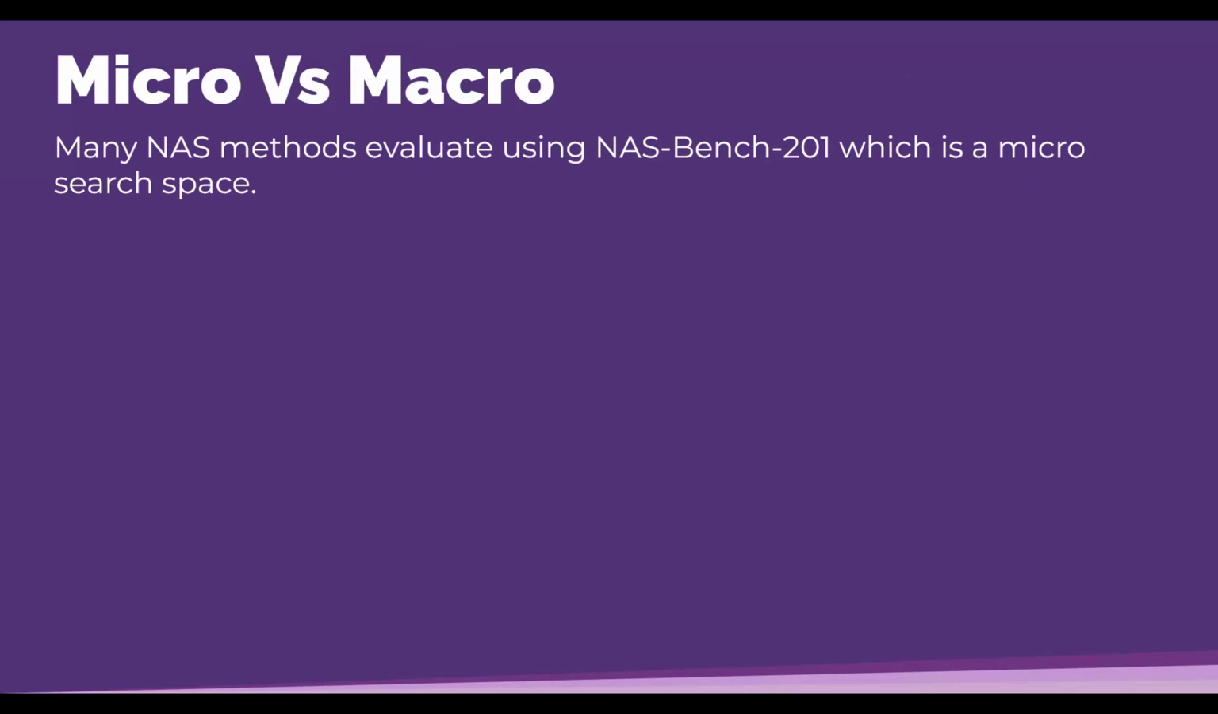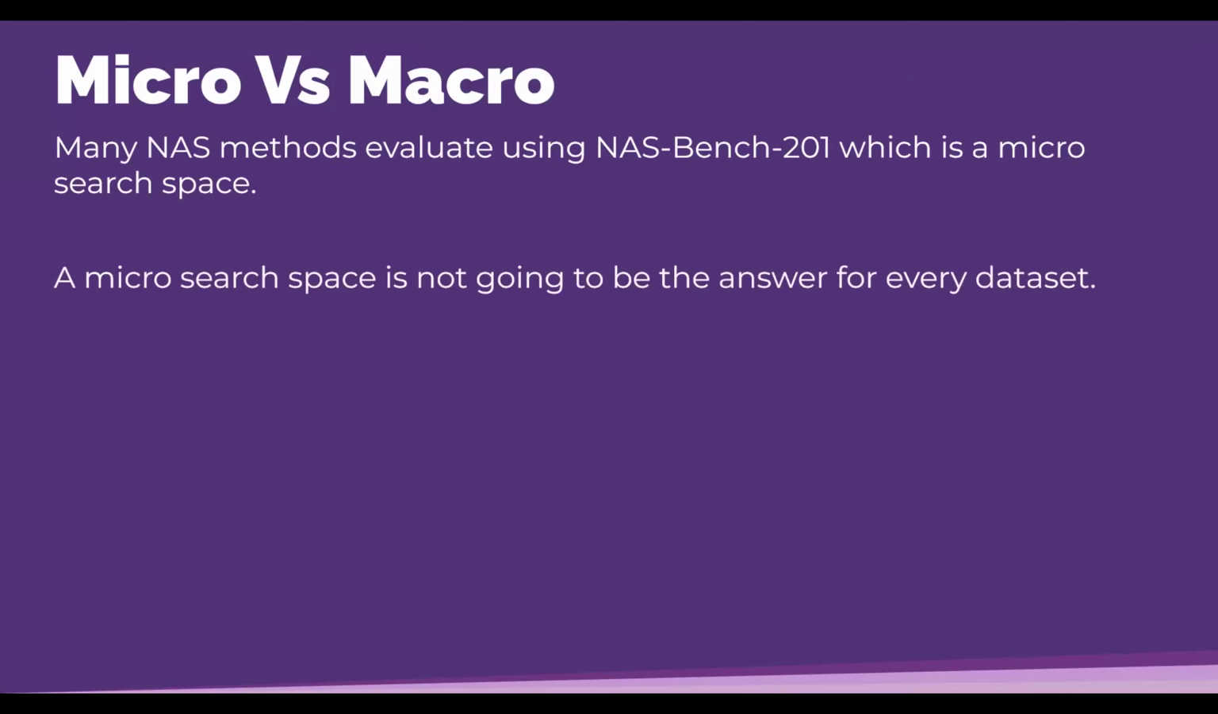We talked about the micro search space. A problem that some people have identified is the micro versus macro approach. So many NAS methods, as I said, are evaluated using NAS-Bench 201 or other similar search spaces, and these are usually micro search spaces. You search for a convolutional cell, which is chained together rather than a full architecture. And if we agree on a point from earlier that different data sets require different networks to find their best performance, then we have to make the assumption that a micro search space is not going to be the best network for every data set.